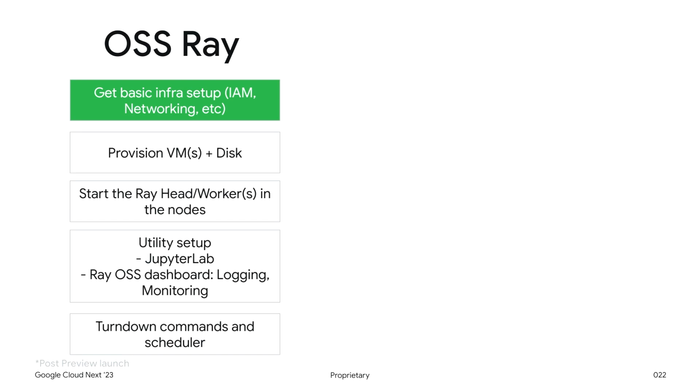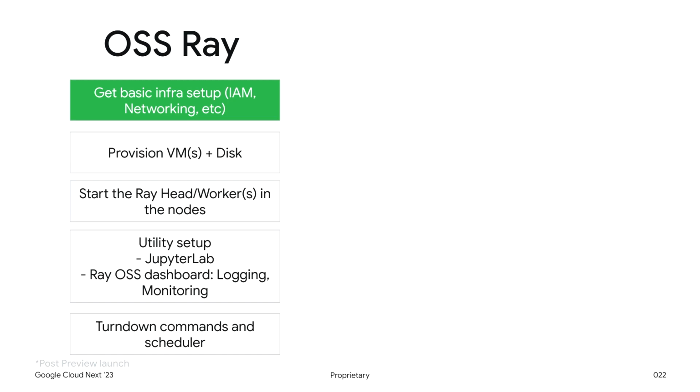Now, let's take a quick comparison between the setup process of the OSS Ray and Ray on Vertex AI. Like any cluster or Ray cluster setup, you gotta do the basics. In the green box, that's non-negotiable. You have to set up your networking, IAM, and all the infra stuff that you have to do.